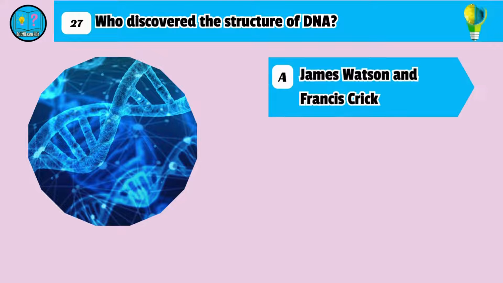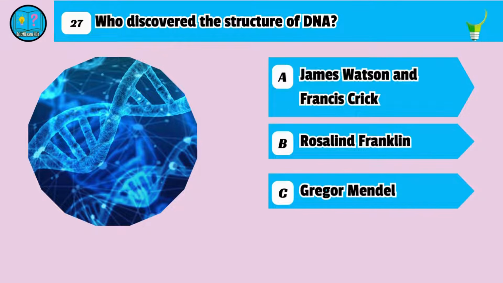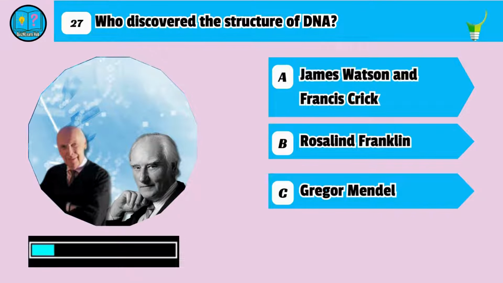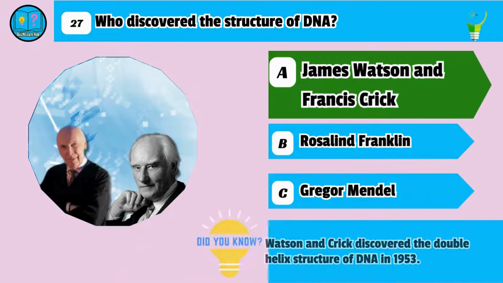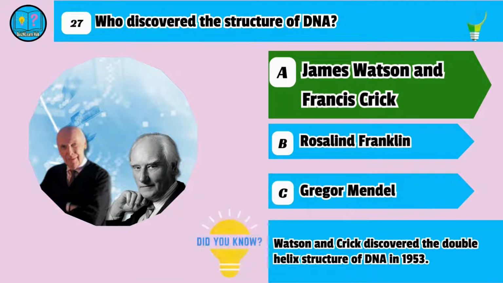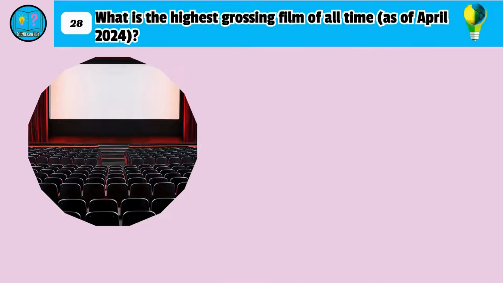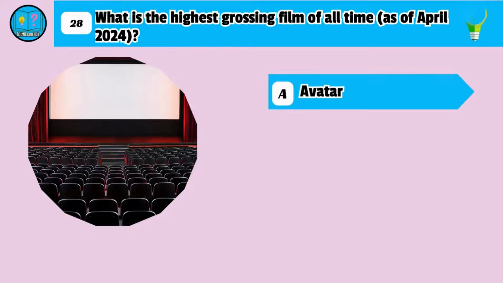James Watson and Francis Crick, Rosalind Franklin, Gregor Mendel. James Watson and Francis Crick. Watson and Crick discovered the double helix structure of DNA in 1953. 28. What is the highest grossing film of all time, as of April 2024?